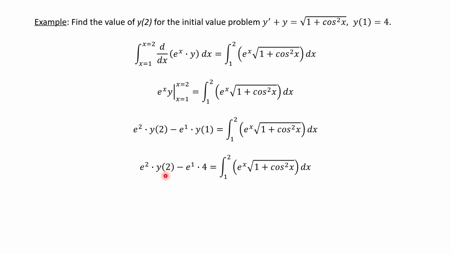Okay, so if I do a little bit of algebra, I'm going to add this e times 4 to the other side and divide by e squared. That's how I got this quantity here. So now y of 2, I know what it equals. It equals this craziness here. And now the hard part is still this integral that we're going to focus on. So we're going to use Simpson's rule for that.